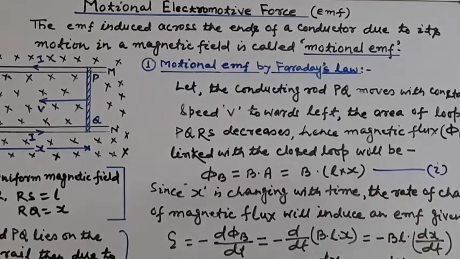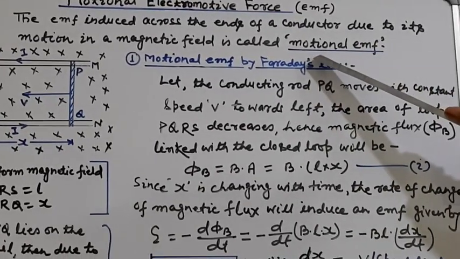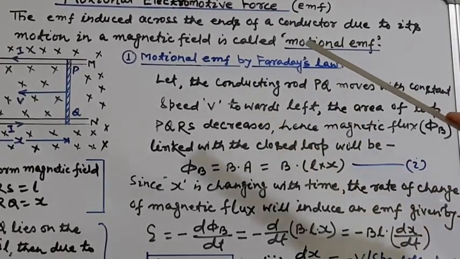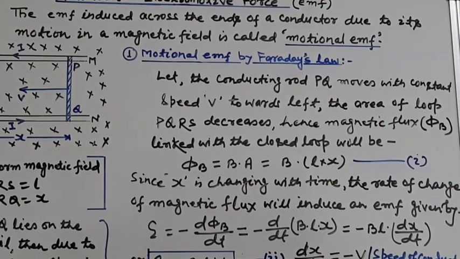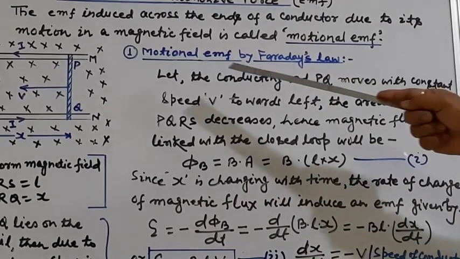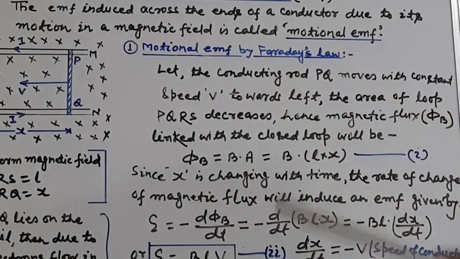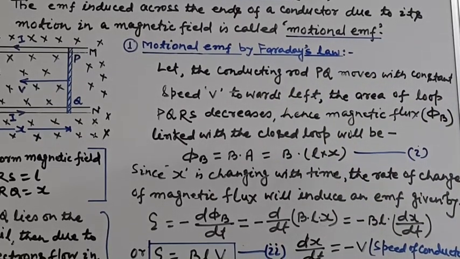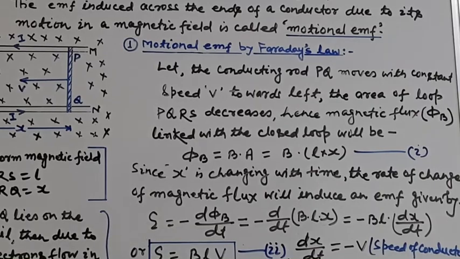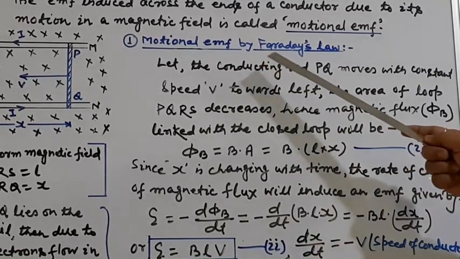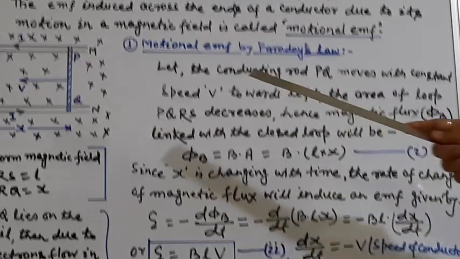So here we shall find the expression for this motional EMF. For this, we shall apply two methods. One, motional EMF by Faraday's laws, and the second by the Lorentz force. First by the Faraday's laws. So look at this figure.